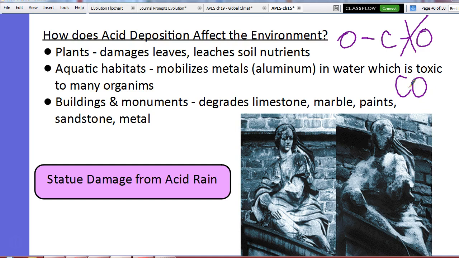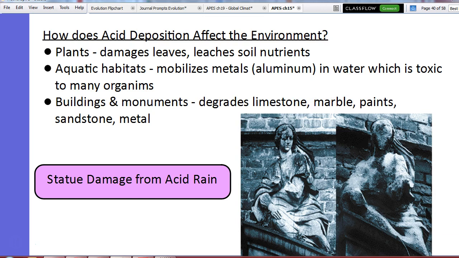Same thing happens with aluminum. Aluminum is going to be attached to a bunch of other different molecules, but if that acid rain comes in and kicks it off, all of a sudden it's going to create more toxic chemicals. That aluminum is going to become more toxic because it's free in that water, and too much aluminum is going to be hazardous to many of the organisms.